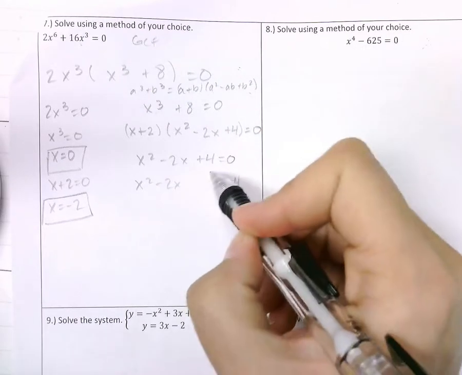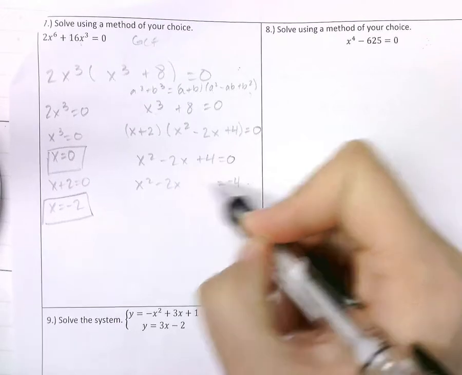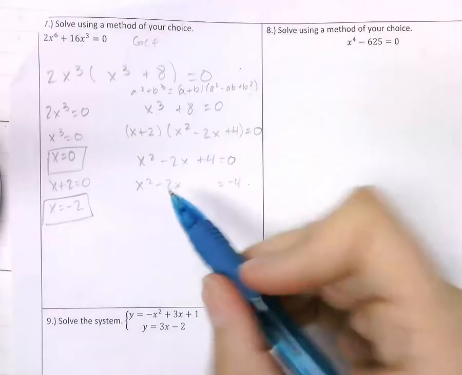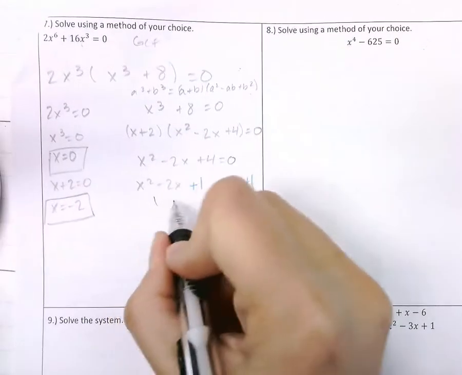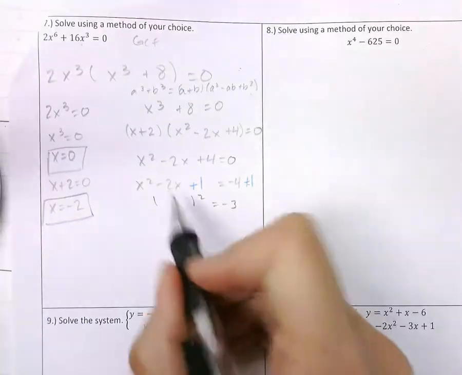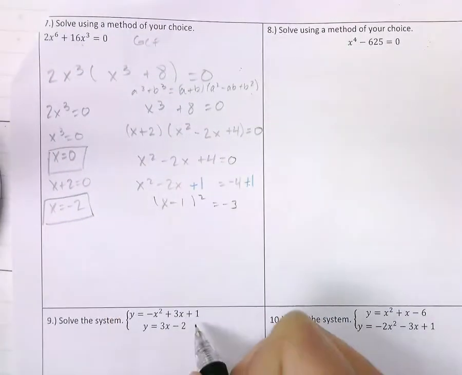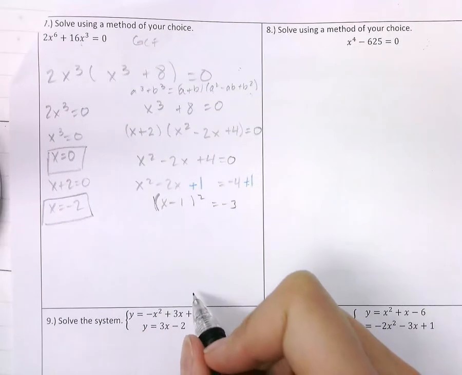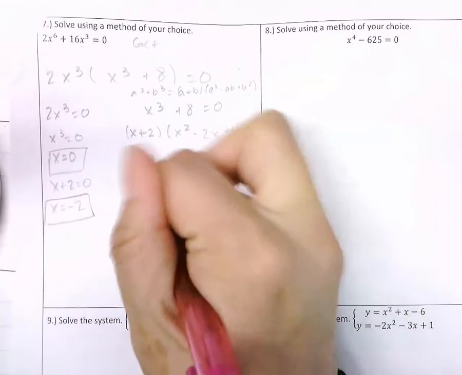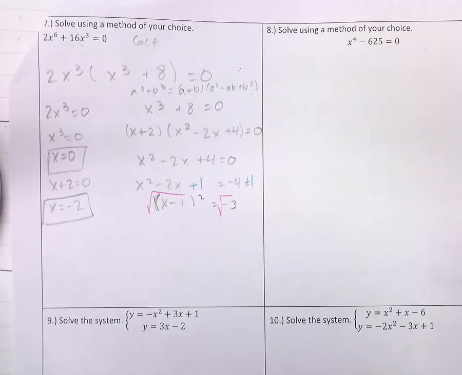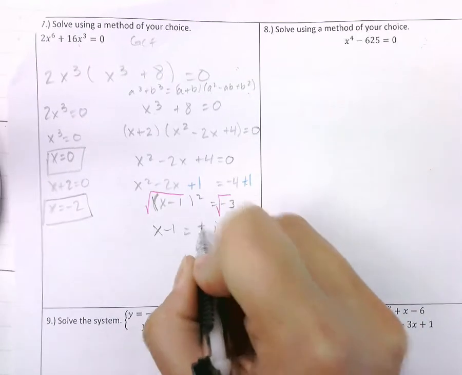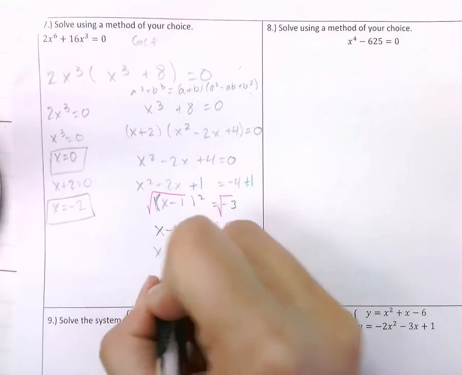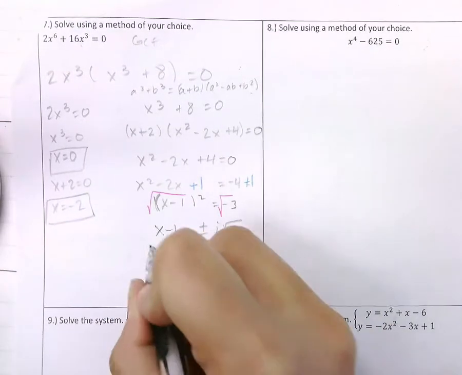Alright, so solving. If you subtract the 4, I can complete the square by taking half of negative 2, which is negative 1, and then squaring that to get 1. Add that to both sides. So this would factor to x minus 1 squared. And then I can square root both sides. So I get x minus 1 equals plus or minus i root 3, and that is 1 plus or minus i root 3. These are 2 more answers.